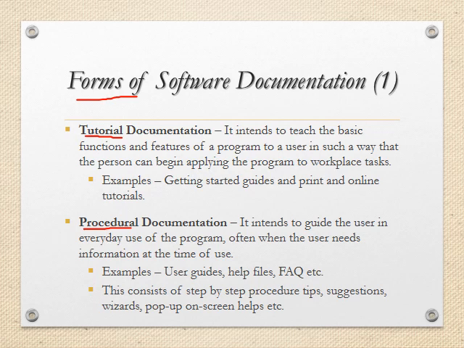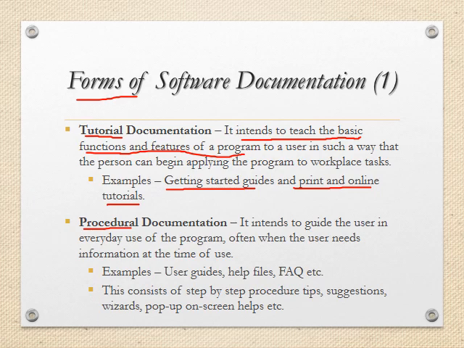So what is tutorial documentation? It's a kind of document that intends to teach the basic functions and features of a program to users in such a way that the person can begin applying the program to work activity. So basically, the intention is to teach the simple or basic program features to those naive users. There are different types of tutorials, for example getting started guides, print and online tutorials. These are examples of tutorial documentation.